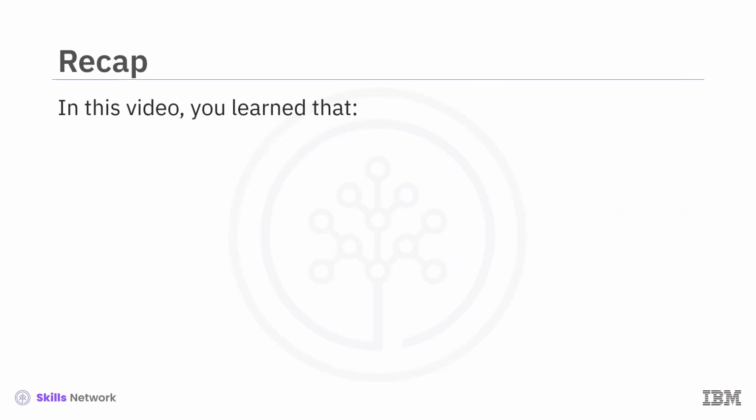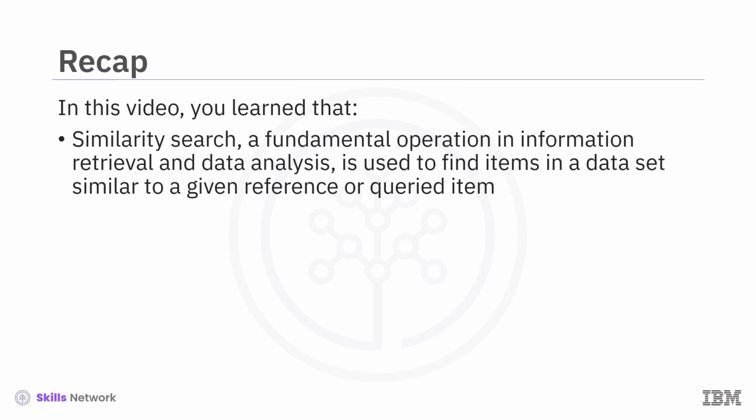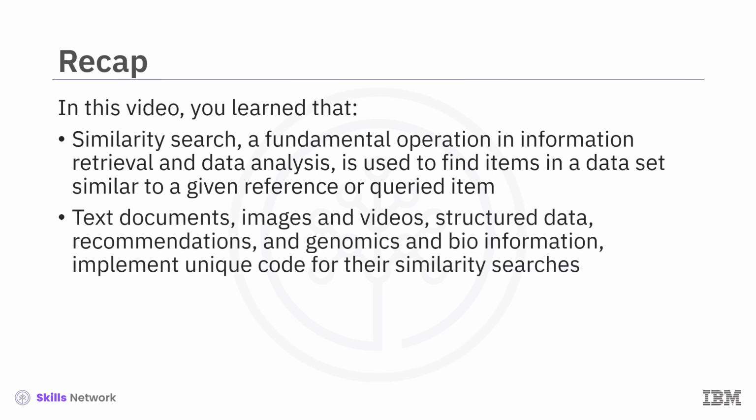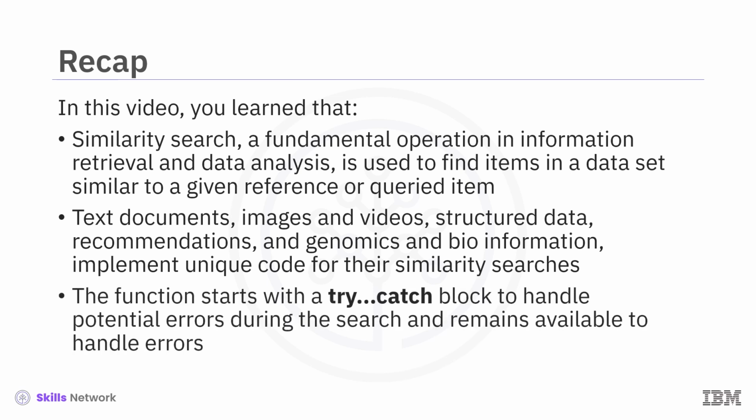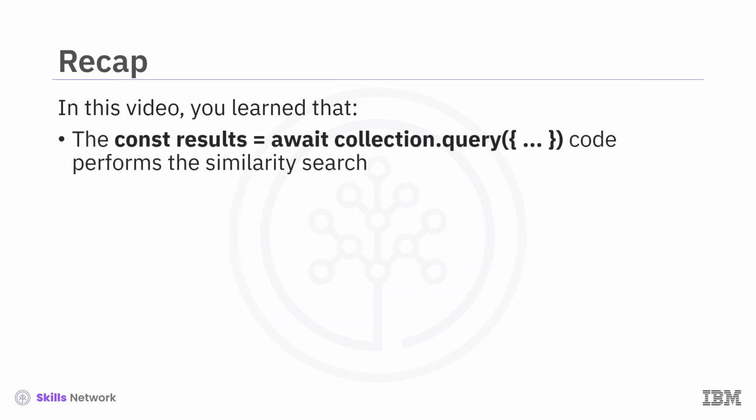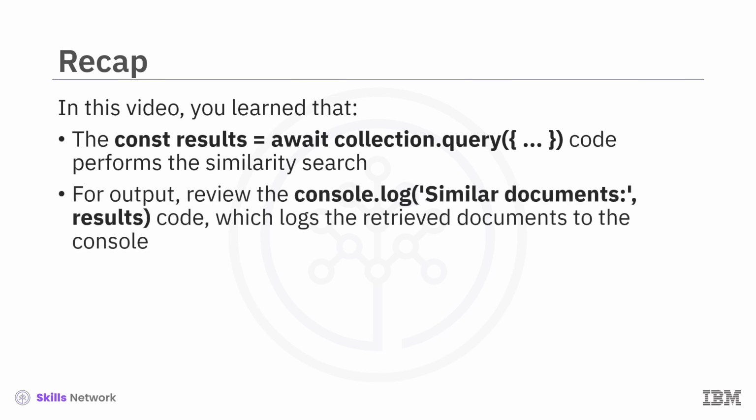In this video, you learn that similarity search, the fundamental operation in information retrieval and data analysis, is used to find items in a dataset similar to a given reference or queried item. Text documents, images and videos, structured data, recommendations, and genomics and bioinformatics implement unique code for each type of similarity search. The function starts with a try-catch block to handle potential errors during the search and remains available to handle errors. The const results equal await collection query code performs the similarity search. And, for output, review the console log similar documents results code, which logs the retrieved documents to the console.